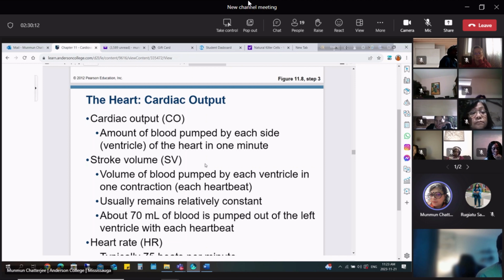What then is cardiac output? Cardiac output is per minute. In one minute there are normally 70 to 80 beats. So it is the total amount of blood pumped by each ventricle in one minute. So if, for example, 70 ml is the stroke volume, what is going to be the cardiac output if a patient has 80 heartbeats per minute?